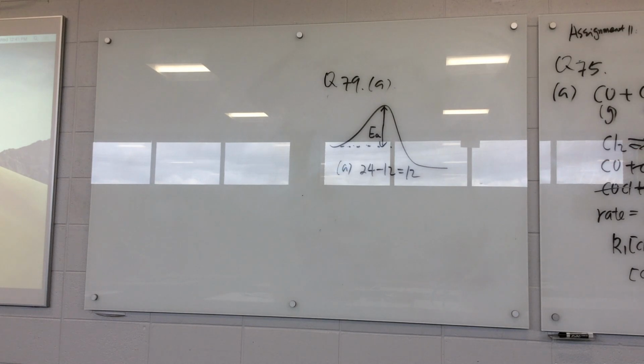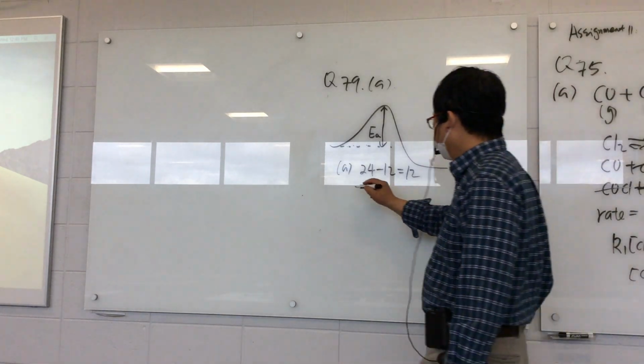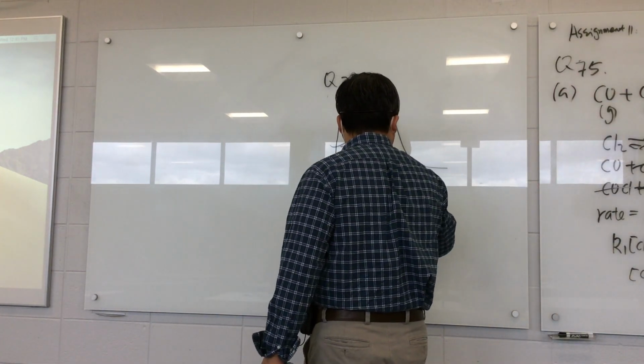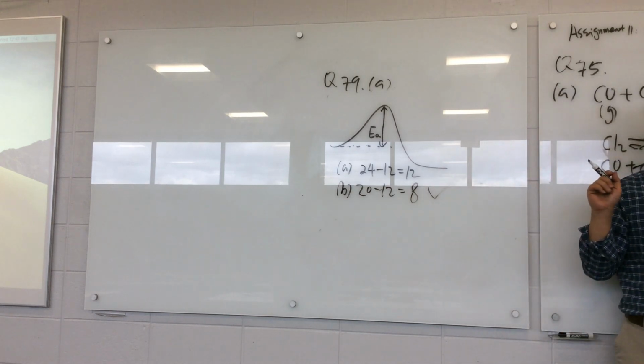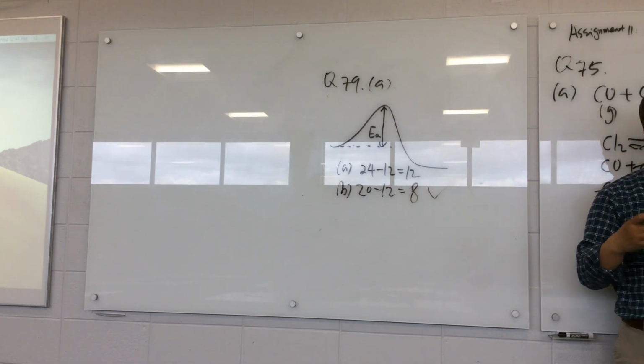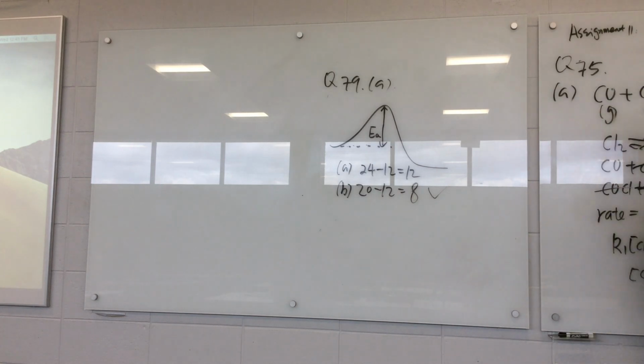And for B, how much? It's 20 minus 12. So B has smaller activation energy. Then B is catalyzed. Okay? B is catalyzed.